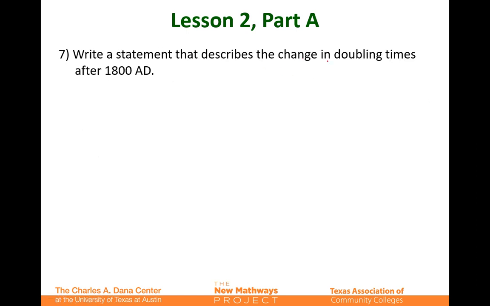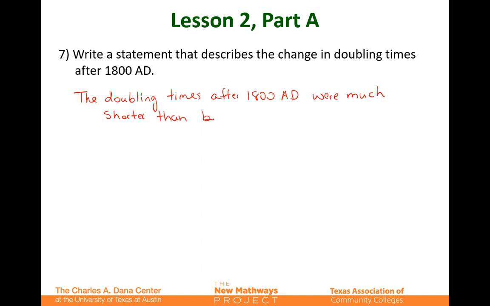Write a statement that describes the change in doubling times after 1800 AD. Doubling times after 1800 AD were much shorter than before 1800 AD and are continuing to decrease.